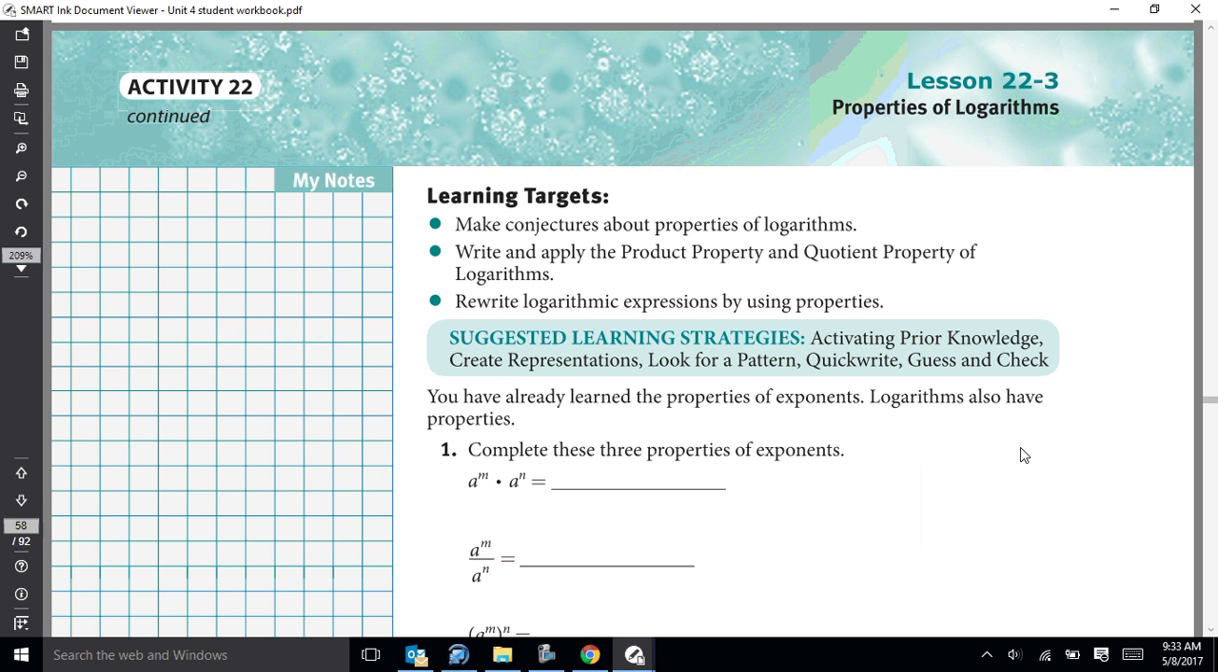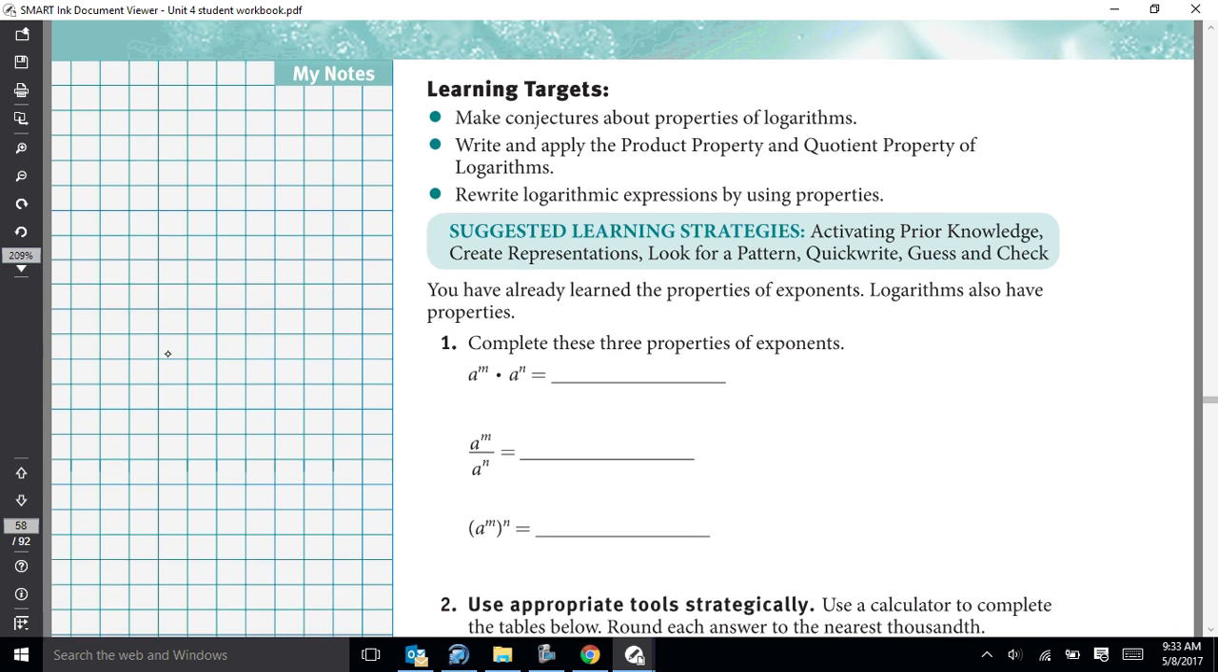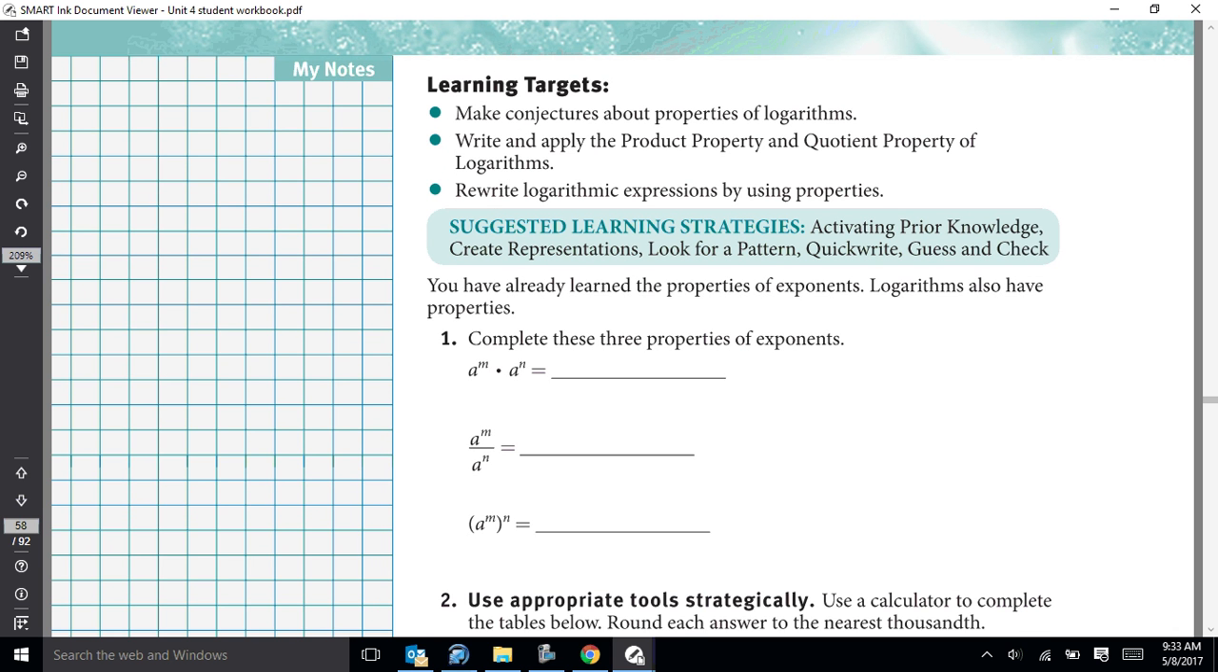All right, so we're going to look at lesson 22.3, properties of logarithms. Our learning goals today: we're going to make conjectures about properties of logarithms, write and apply the product property and quotient property of logarithms, and rewrite logarithm expressions by using properties.